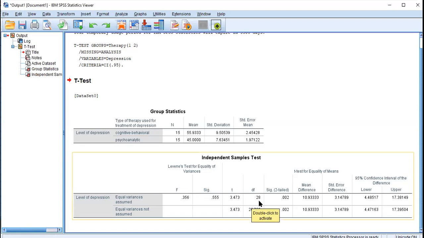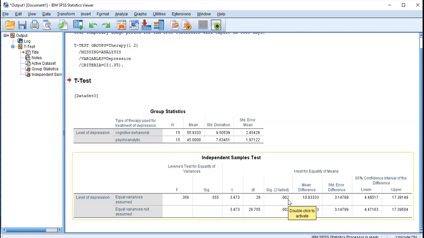Why? Because n minus 2. So n is 30, and the reason I'm saying 2 is that it is basically n minus k, where k is 2. So 30 minus 2 is 28. And significance comes to 0.0002.